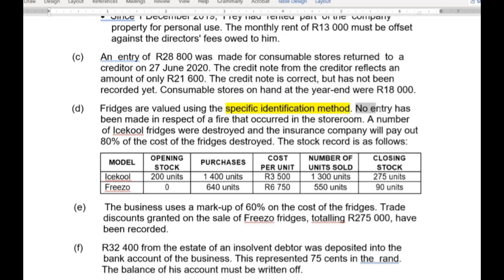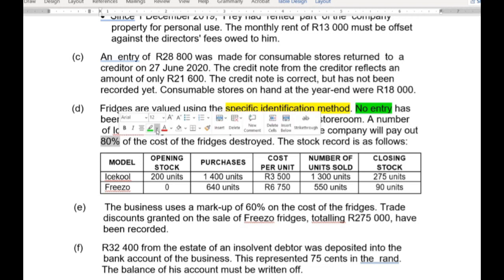When they say no entry has been made, it means that the numbers that you see here were not affected by the loss. So no entry has been made in respect of a fire that occurred in the storeroom. A number of fridges were destroyed. They don't tell you how many fridges. The insurance company will pay out 80%, it's also important to know that.